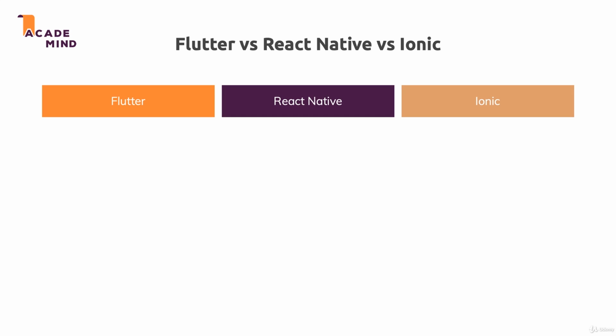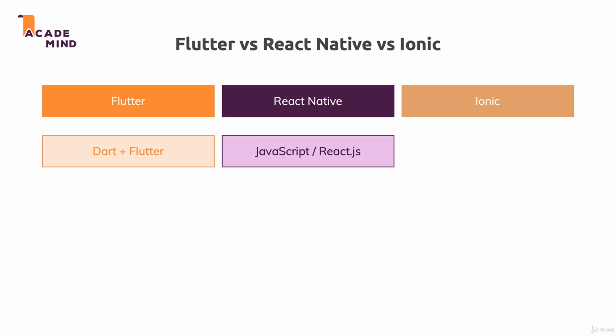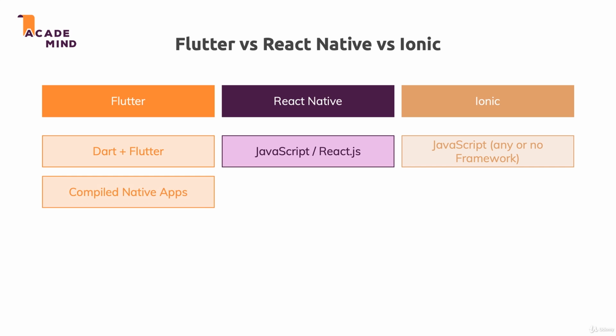Now let's see how each of these approaches works. Flutter uses Dart and the Flutter framework, and Dart is a programming language developed by Google. React Native, on the other hand, uses JavaScript and the React library, and Ionic uses just JavaScript and any framework or no framework at all that you want. And by the way, I also have courses on React Native and Ionic in case you want to have a look at that.